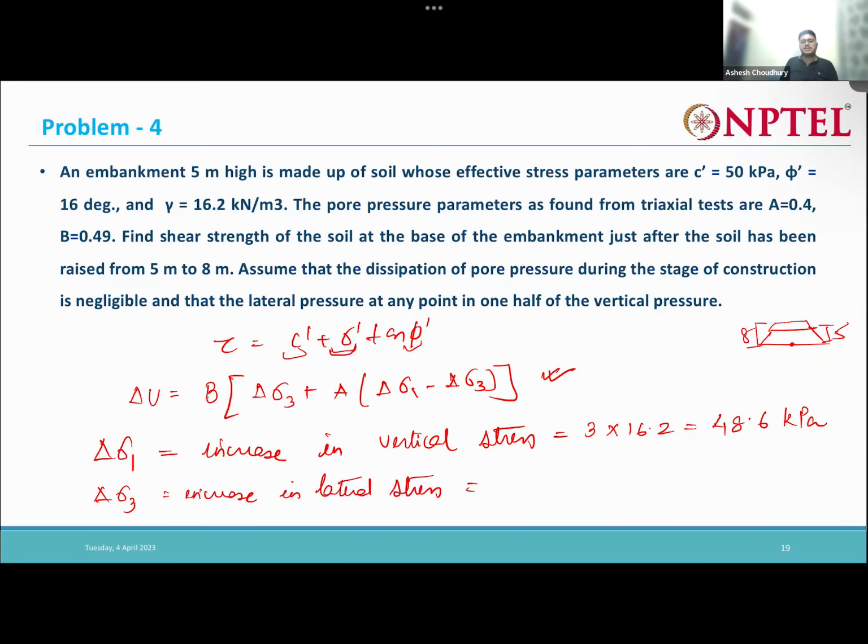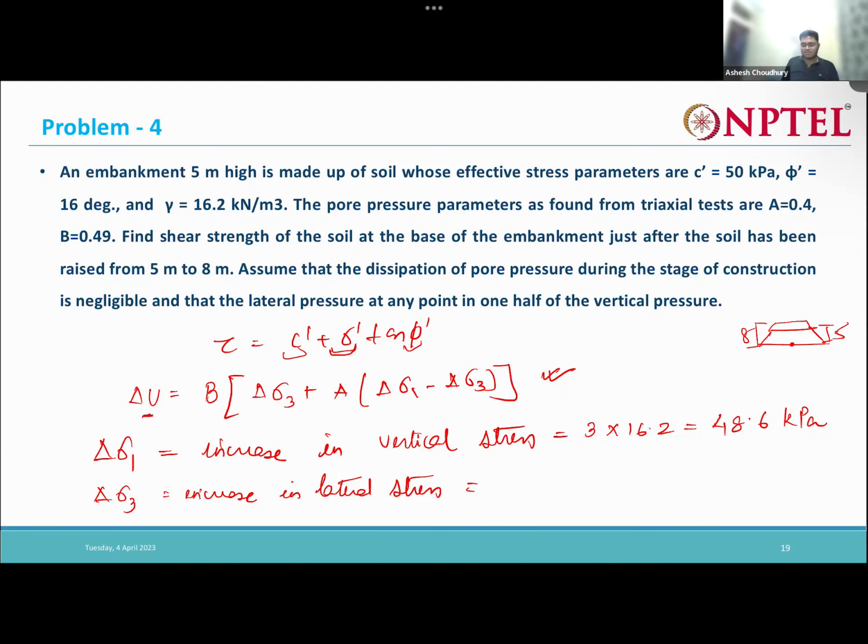What is the increase in lateral stress? It's already given in the question. Here we are not considering effective stress, meaning we are not deducting pore water pressure. We need to find out the pore water pressure. We are calculating the pore water pressure due to the increase in these stresses.